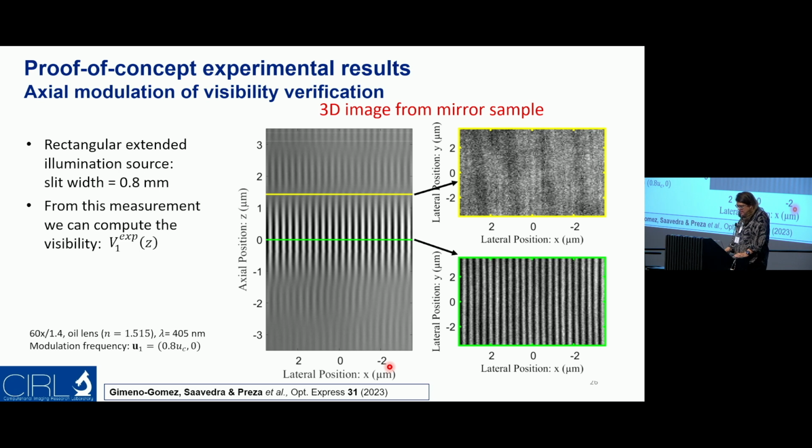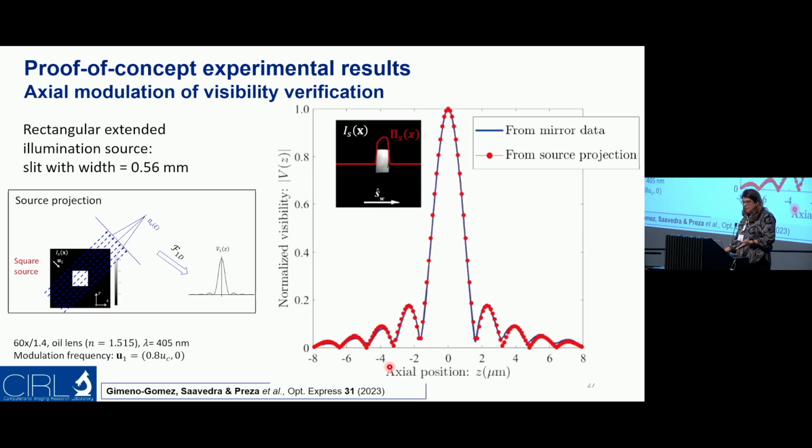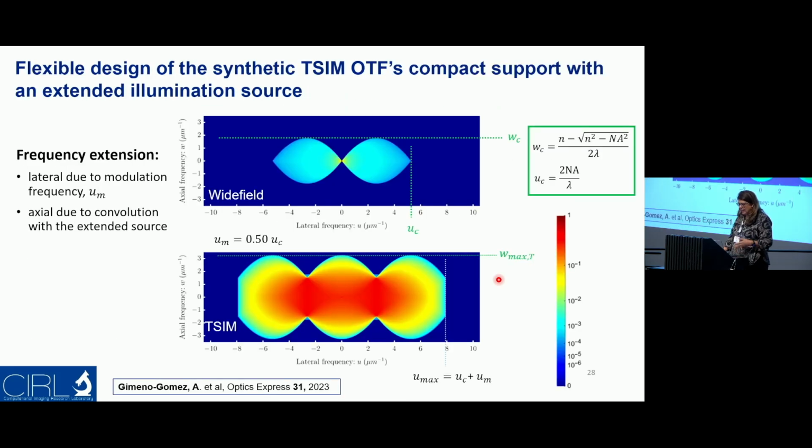We verified the visibility function, and this allows us to compute the visibility function from this mirror data, but we also showed that you can easily take an image of the source. In this case, experimentally, we used a slit, so it was like a square source, and if you take the projection of this source perpendicular to the direction of your illumination, then you take the 1D Fourier transform based on the central slice theorem, you get your visibility function. So this is really nice because we can characterize the system quickly and easily.